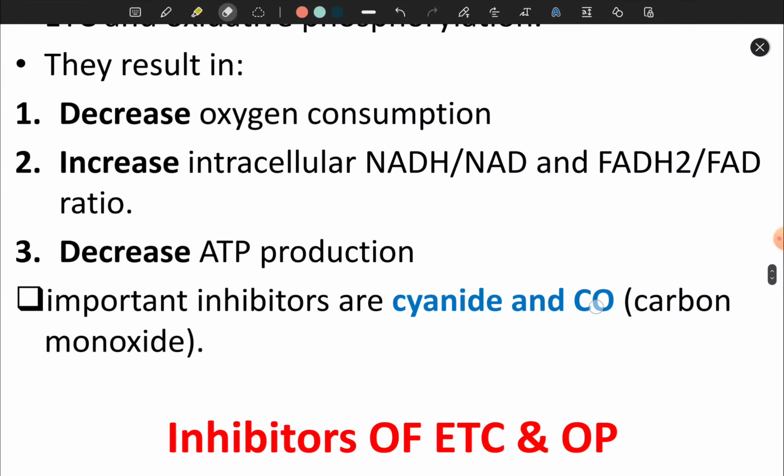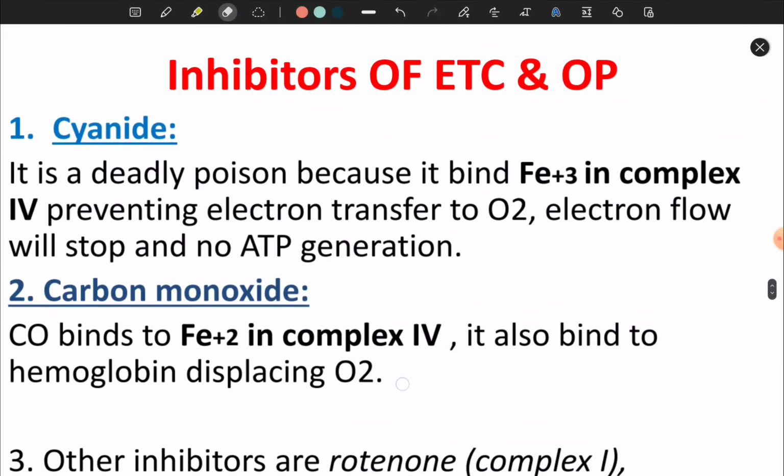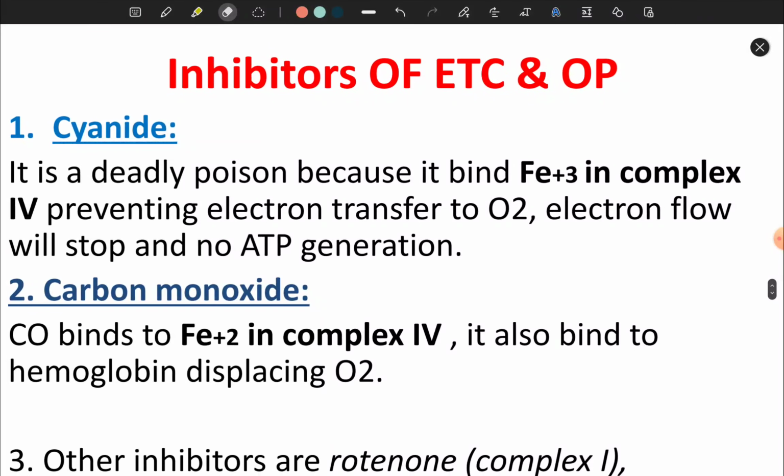Important inhibitors: cyanide, carbon monoxide, oligomycin, barbiturate are all inhibitors, but the most important ones are these two. About cyanide, it's a deadly poison because, as we said, it binds Fe+3 in a complex form, preventing electron transfer to oxygen. So electron flow will stop and there will be no ATP generation. That's why it's a very lethal and deadly poison.